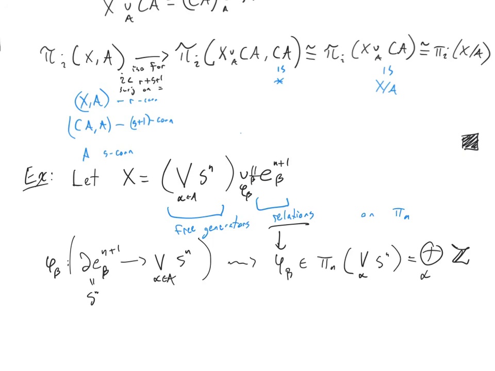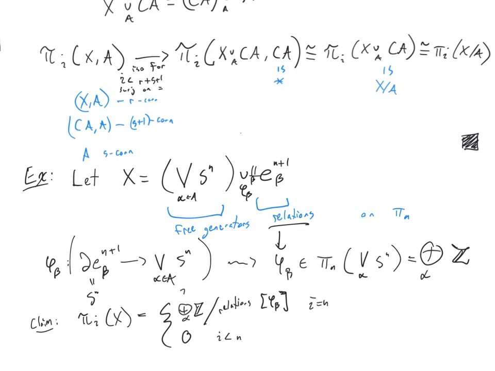And so the claim will be that pi_i of X looks like nothing in degrees i less than n. It looks like a free abelian group on a bunch of generators mod the relations phi_beta when i equals n, and it's totally unknown what this is when i is bigger than n. And so let's indicate the proofs because I'm running out of space, but I want to be done. So this part is just cellular approximation.